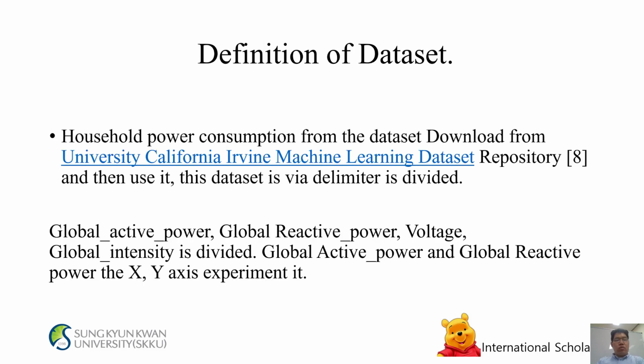Definition of dataset. Household power consumption data from the UC Irvine Machine Learning Repository, reference A, and then use it. This data is divided via delimiter: global active power, global reactive power, voltage, global intensity. Global active power and global reactive power are used as the X and Y axes for the experiment.